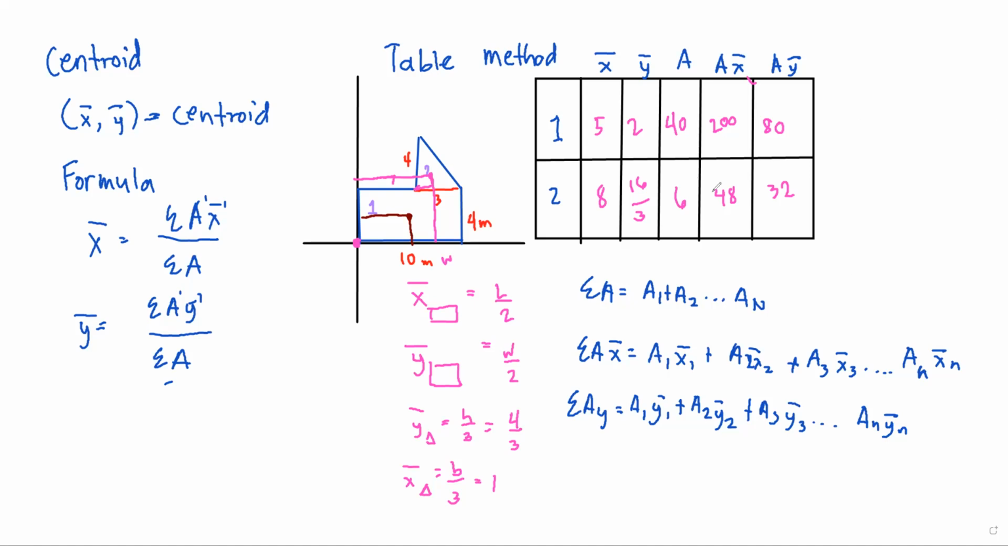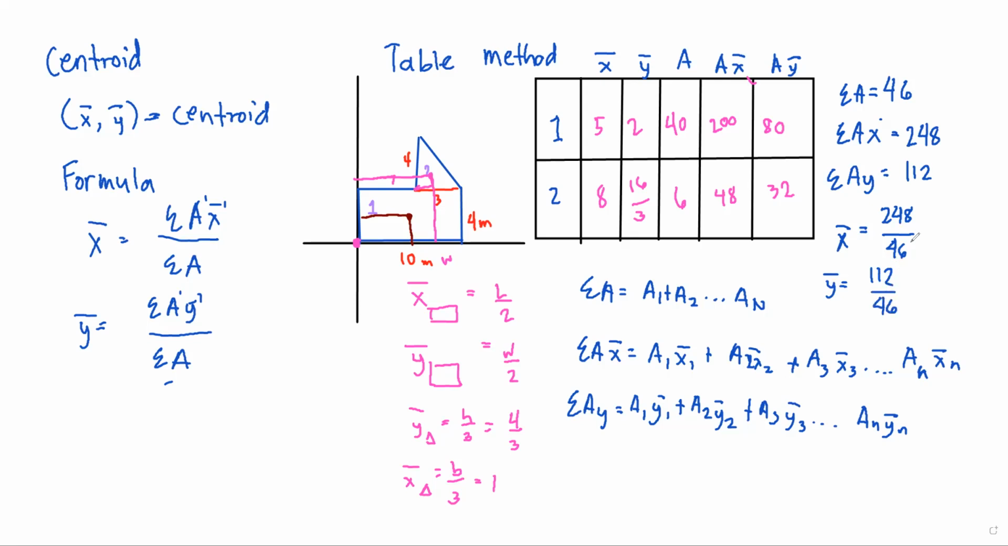Okay? So we have now for summation of area which is equal to 40 plus 6, diba? 46. And then summation of AX, ganyan. So 248. And then next, AY is 112. So from this point, pwede natin ngayon gamitin yung formula. So X is equals to 248 divided by 46. And then Y is equals to 112 divided by 46.